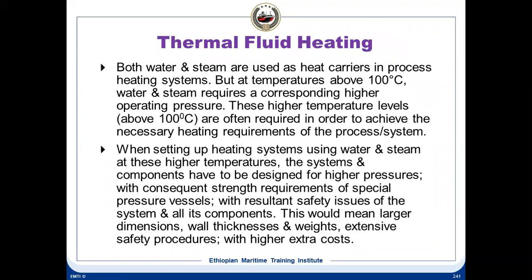Both water and steam are used as heat carriers in process heating systems. But at temperatures above 100 degrees centigrade, water and steam require a correspondingly higher operating pressure. In our normal boilers at 10 bar pressure, your steam temperature would be anywhere around 150 to maybe 160 degrees centigrade. But for that, the pressure in the boiler has to be about 10 bar.